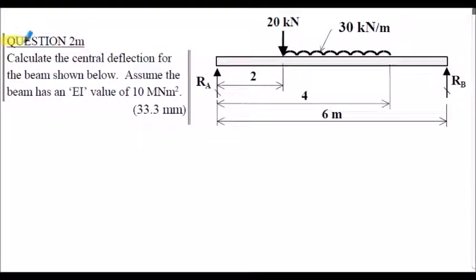And also question 2 for you to attempt at your own pace. You've got to calculate the central or mid-span deflection for the beam shown. The downward deflection is shown here in the brackets.